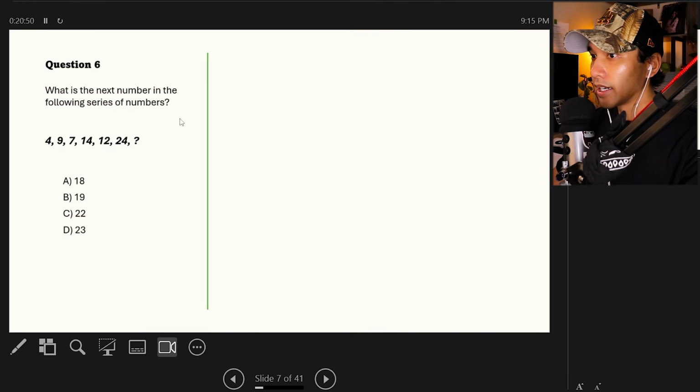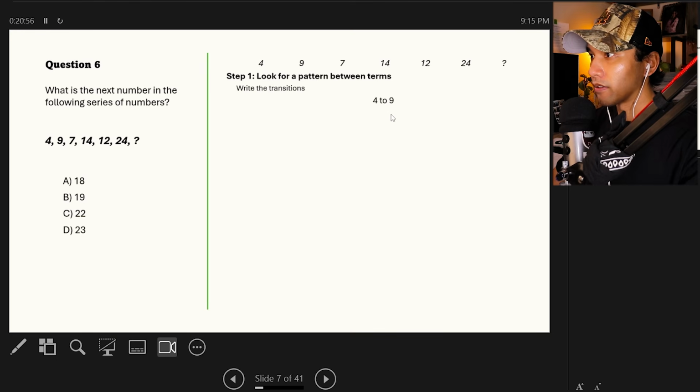Next question. Again, same thing. We're going to write everything down. Look for a pattern between the terms. Write the transitions. Identify the operations. 4 to 9 is 5. 9 to 7 is negative 2. 7 to 14 is times 2. 14 to 12 is negative 2.